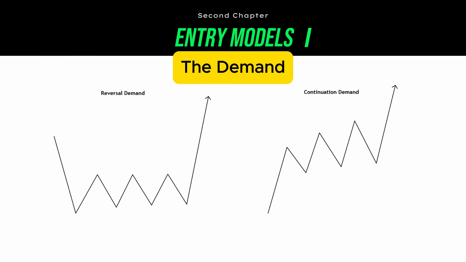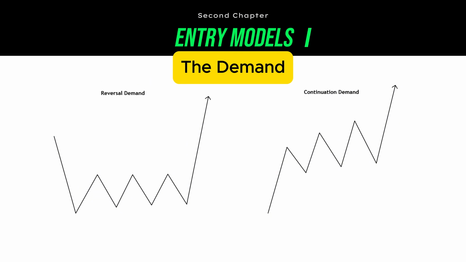Now for the demand. We also have two types of price action within the demand zones. One type is the reversal. The reversal is seen by price going down, creating a consolidation or ranging market. Then the price breaks all the way upside. This movement is named a drop, base, rally.